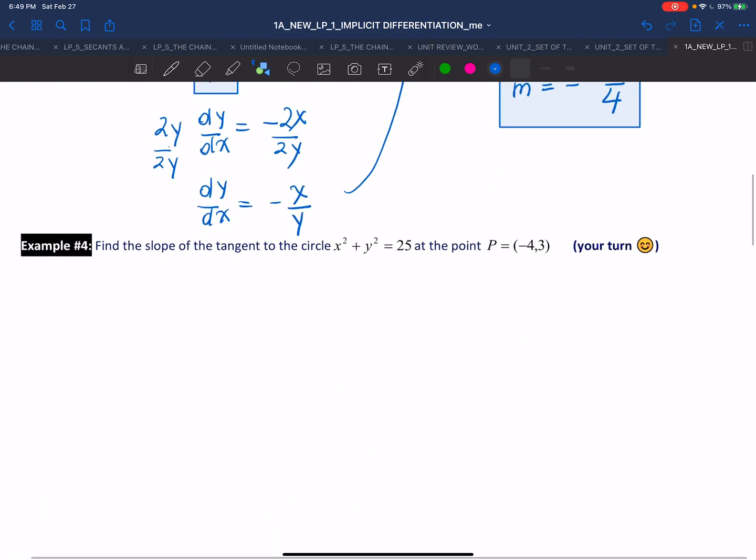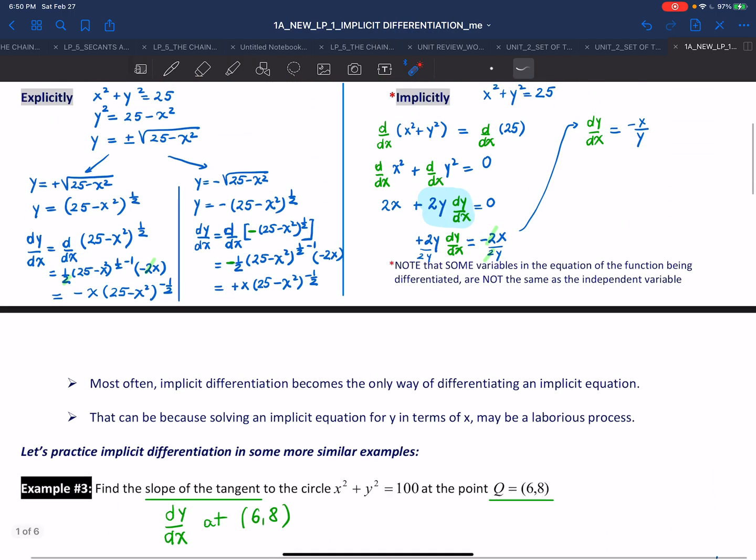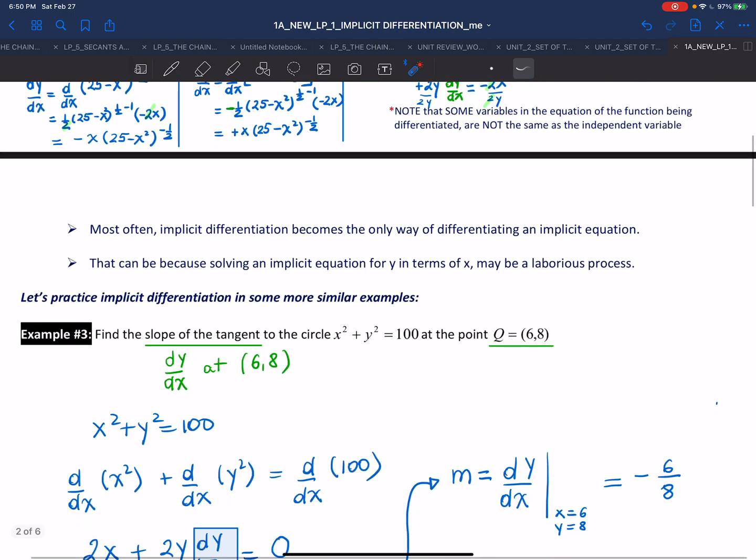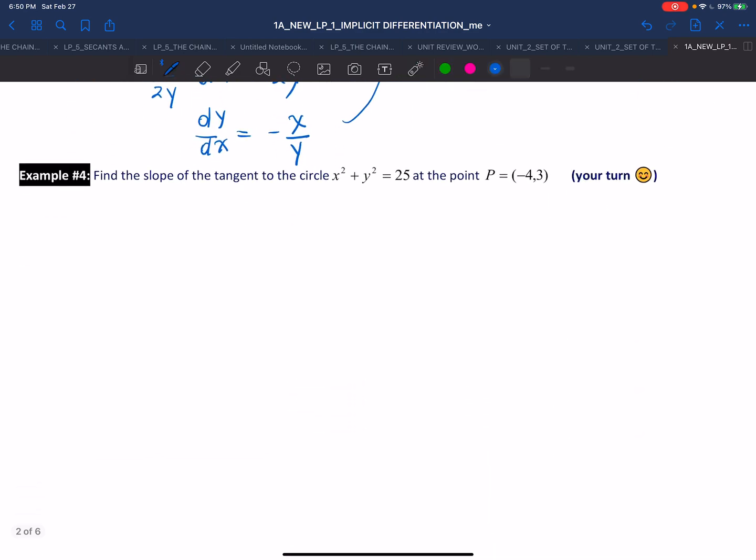Now, I brought in another example, and this is your turn to try. I will continue, but I encourage you to stop the video and try this on your own. Again, the question is the same: find the slope of the tangent to the circle x squared plus y squared equals 25. Remember that we just did the implicit differentiation of it. Nothing wrong with trying this one more time. That would be d dx of x squared plus d dx of y squared equals d dx of 25.